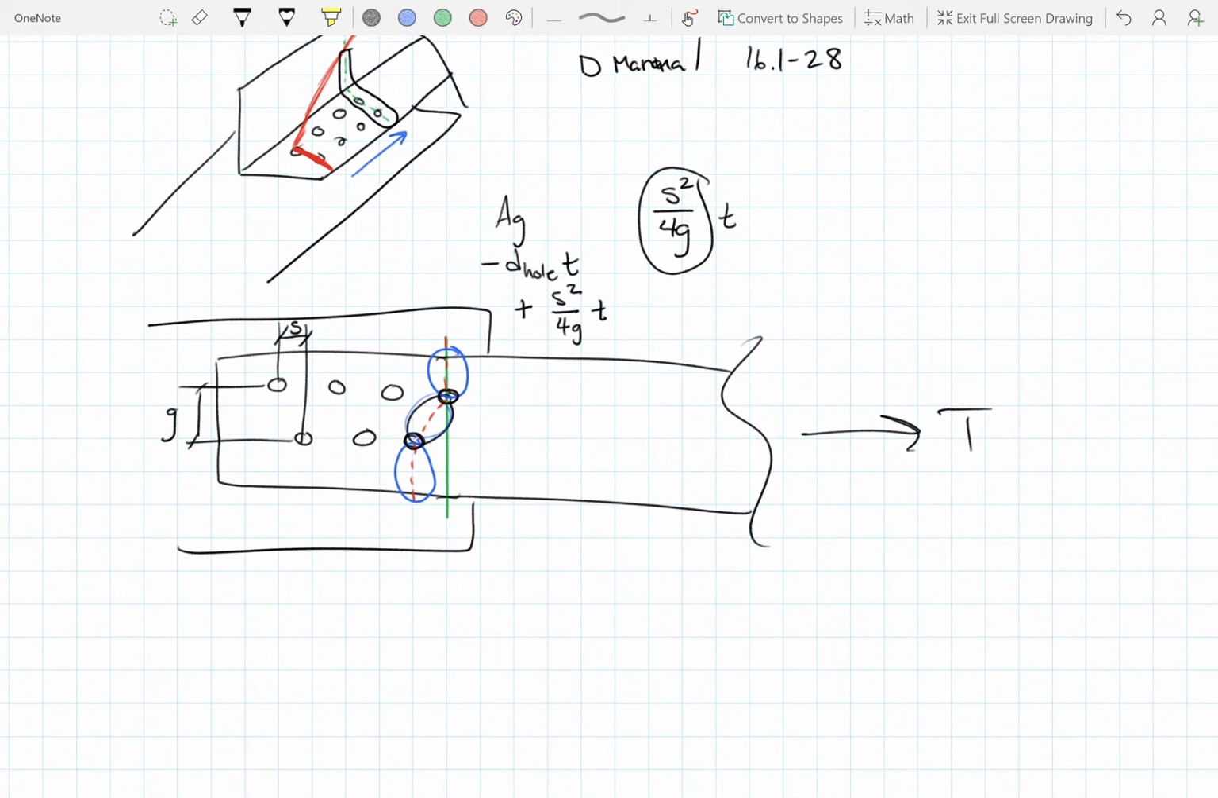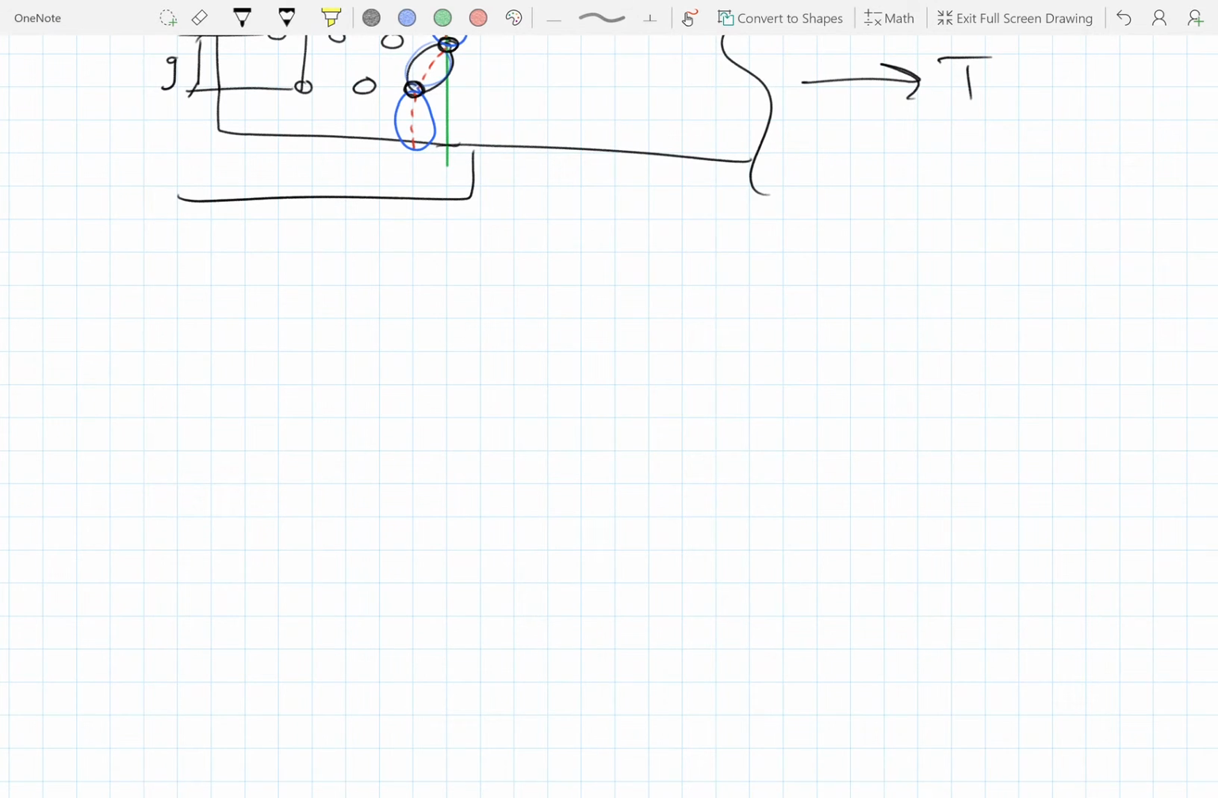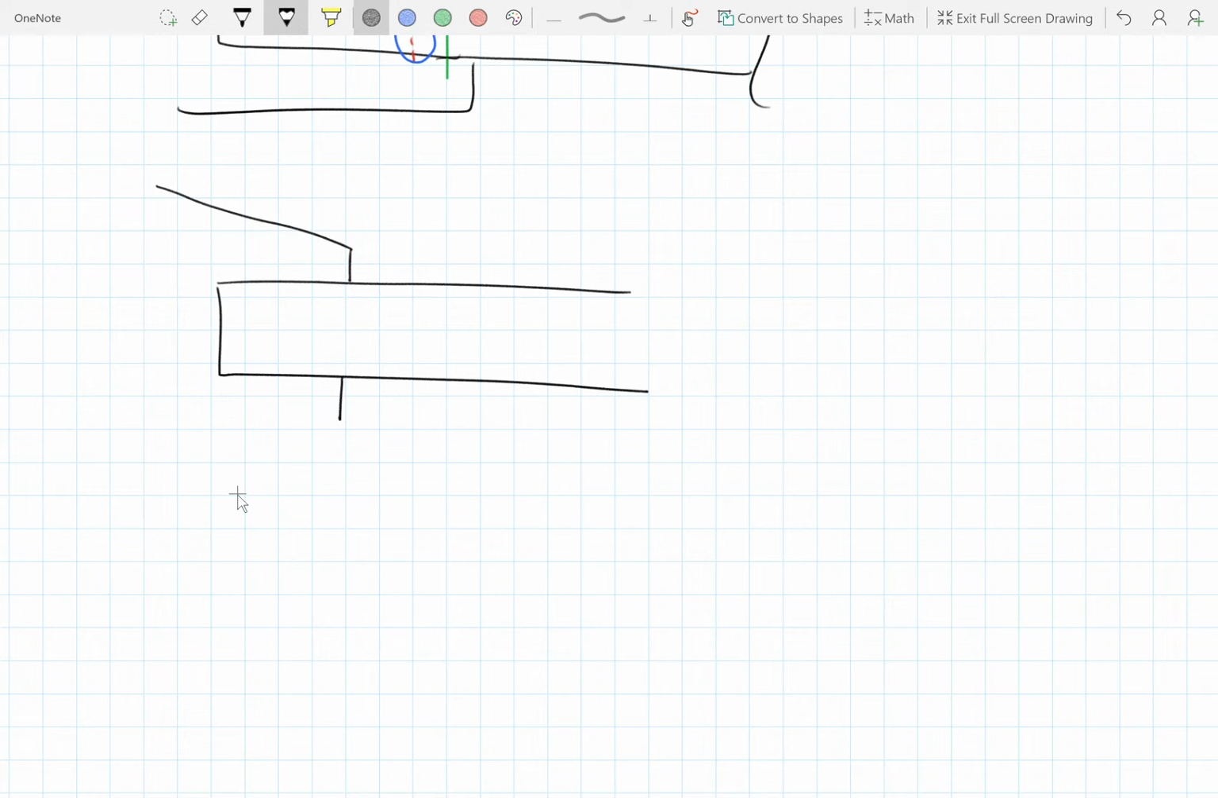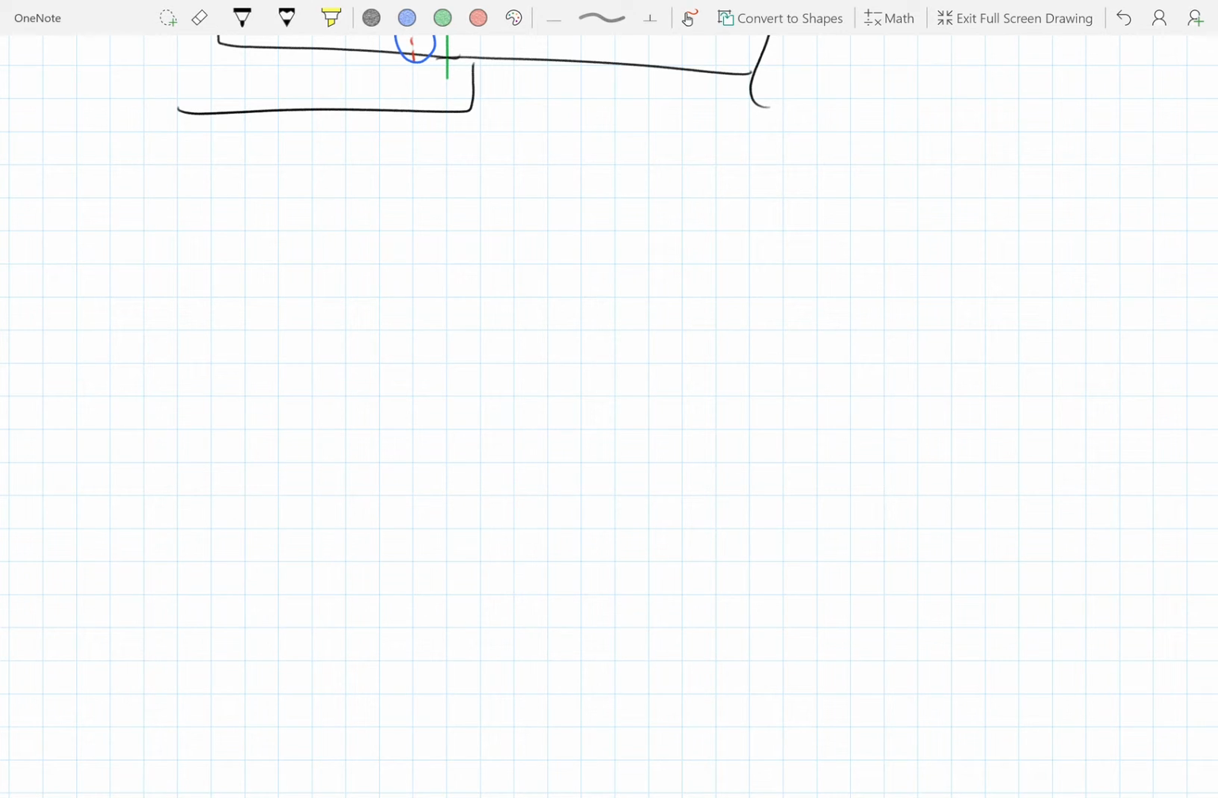So those are 2 limit states. The third limit state is block shear. And block shear has to do with a combination of shearing and tension. So now let me draw this a little bit bigger for you.